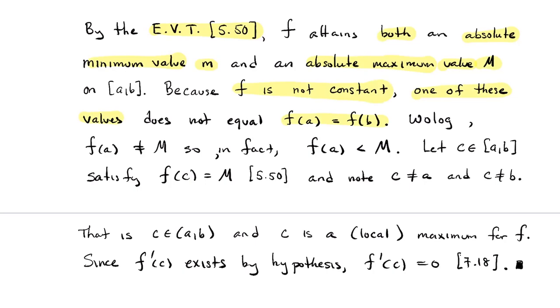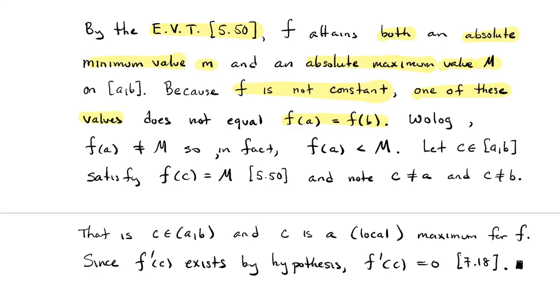If both little m and capital M equaled f of a and f of b, that would mean that the absolute minimum value and the absolute maximum value of the function were the same. Well, the only such function that can do that is a constant function. A function that takes on at least two values cannot have the property that its minimum and maximum are the same. So at least one of capital M or little m has to differ from f of a and f of b.